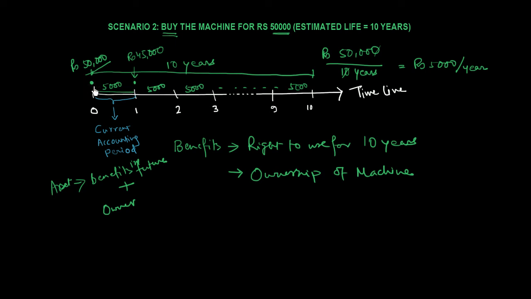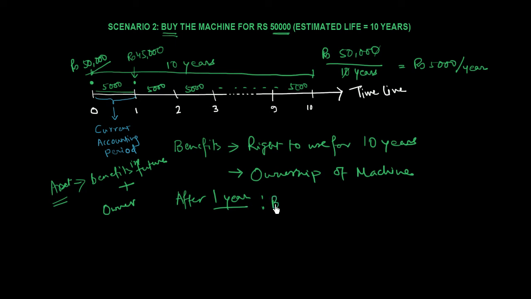So at this point of time, when you buy the machine, you expect to get benefits from this machine in the future, and you also become the owner of the machine, so this machine becomes your asset. But after 1 year, what happens? Let us analyze the situation after 1 year. After 1 year, what happens? You have already enjoyed benefits worth rupees 5,000.